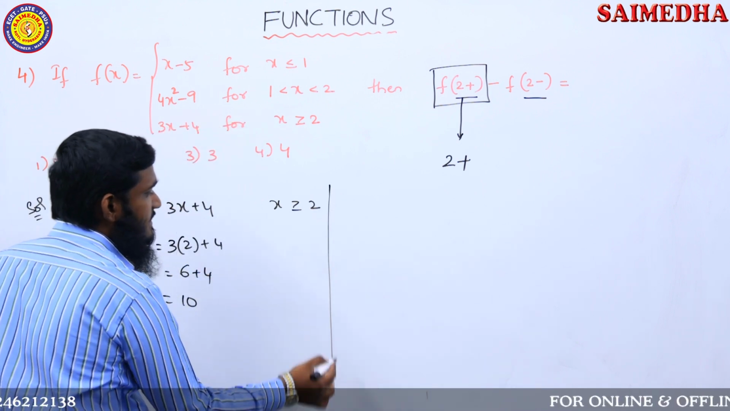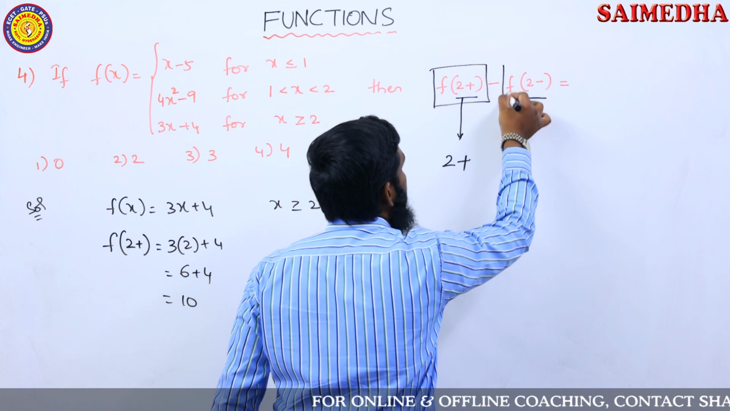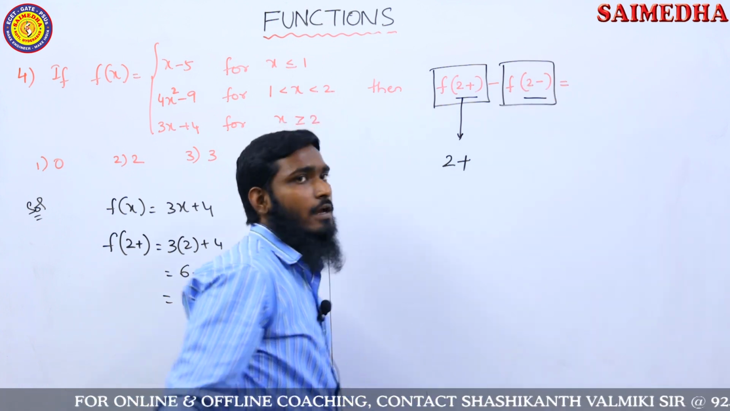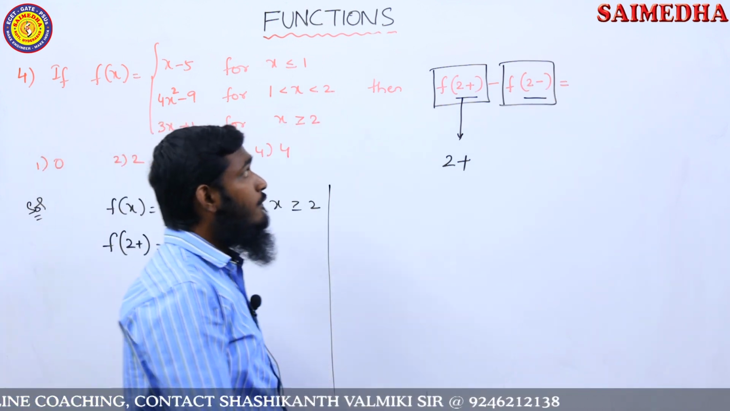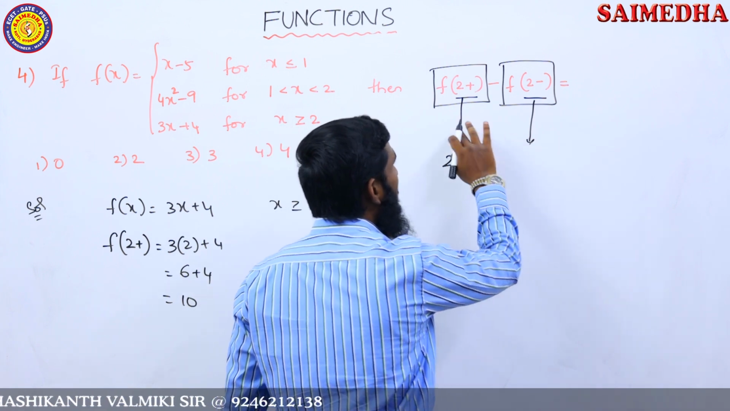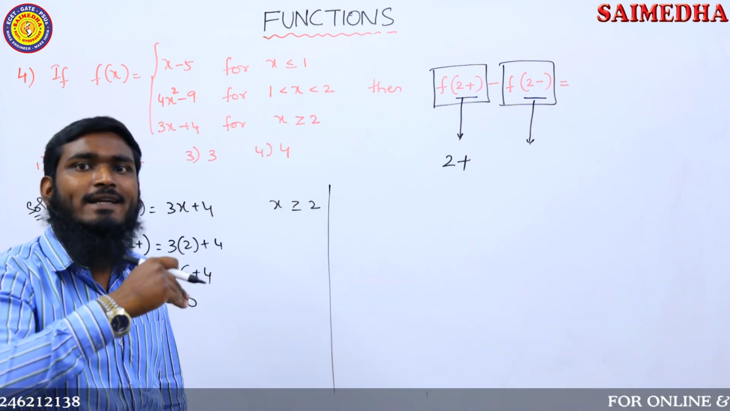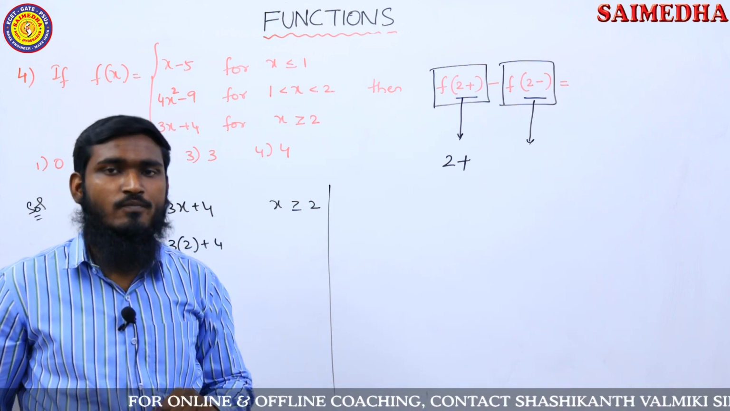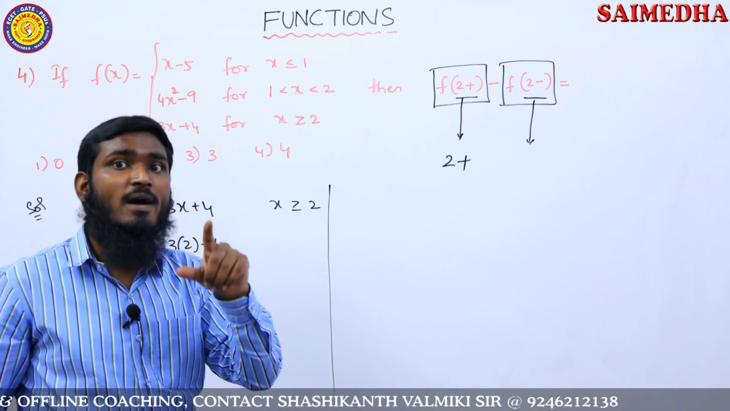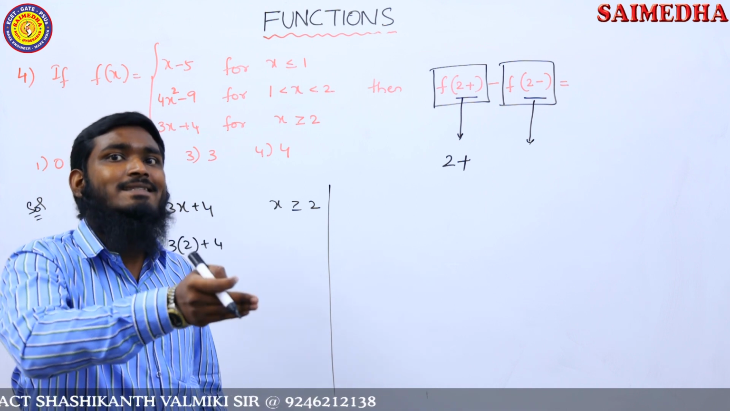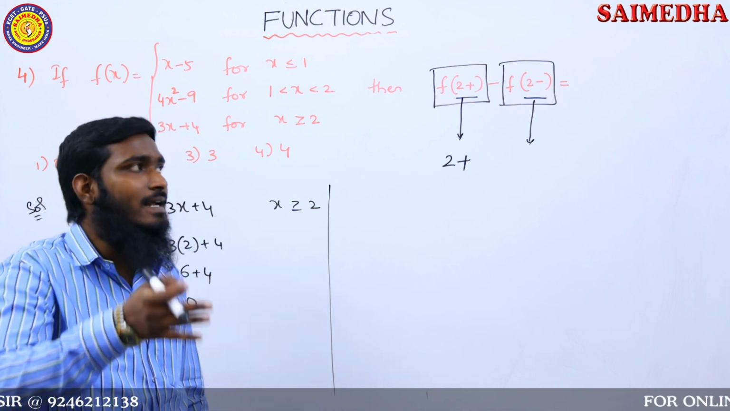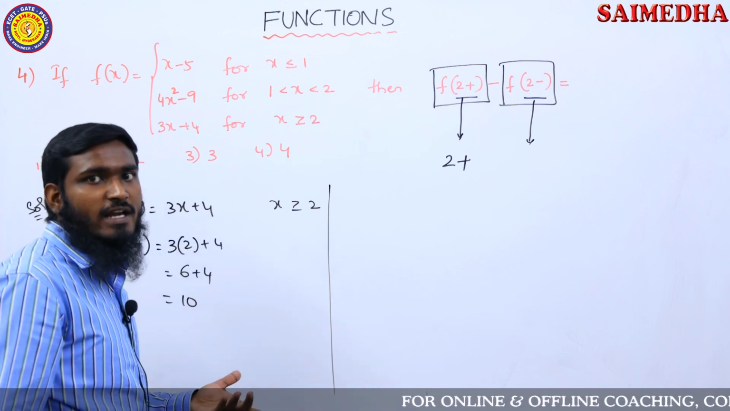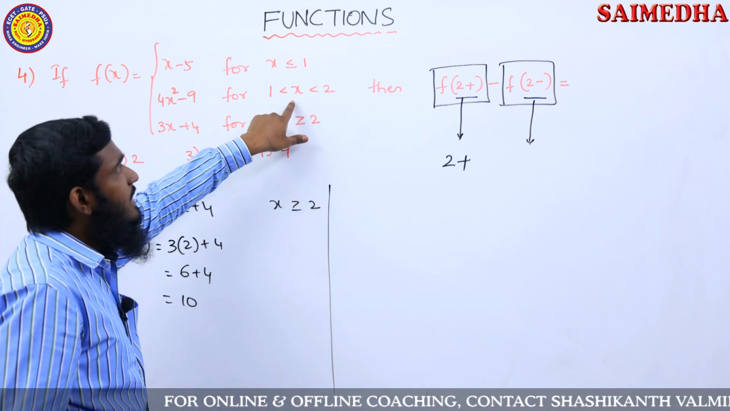Now let us find the second value, f of 2 minus. Now what is the meaning of 2 minus over here? For 2 plus we have taken somewhat greater than 2. Now 2 minus means it is not minus 2. 2 minus means it is somewhat less than 2. If it is somewhat less than 2, which condition do we have to take over here?